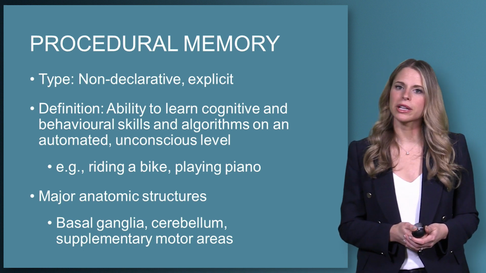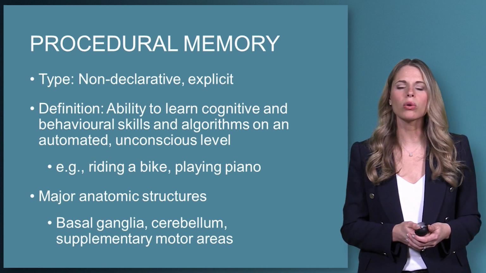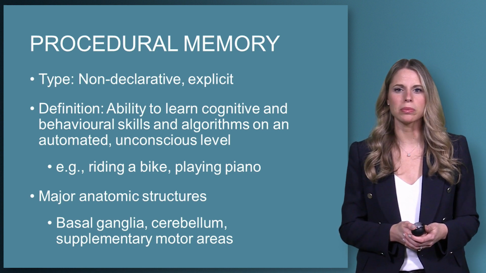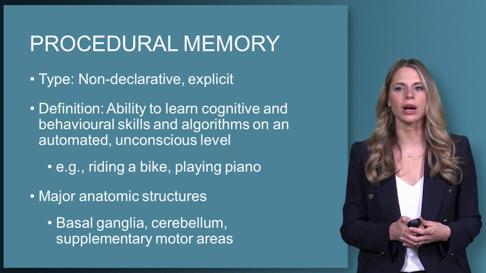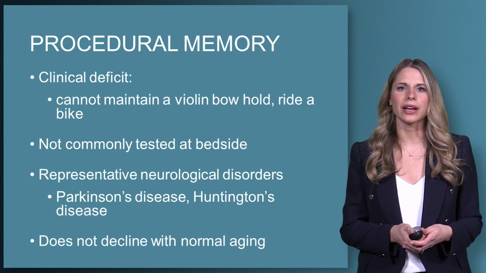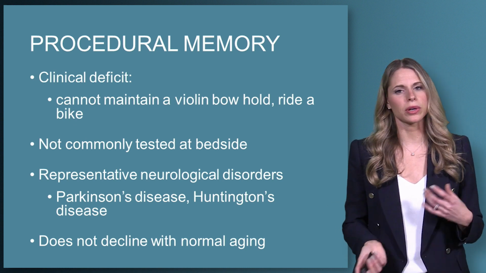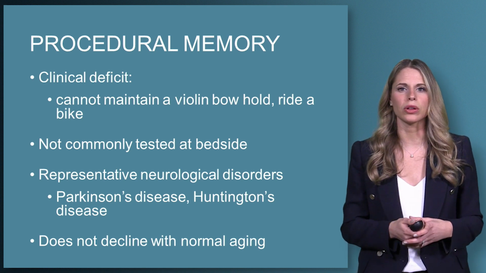The major anatomic structures of the brain that underpin these activities are the motor areas of the brain, so the basal ganglia, the cerebellum, the supplementary motor areas. And again, this is more of a distributed process as opposed to a one-to-one correlation. A clinical deficit example of procedural memory would be someone who forgets how to ride a bike, or someone who previously knew how to play the violin but could not recall how to hold the bow.